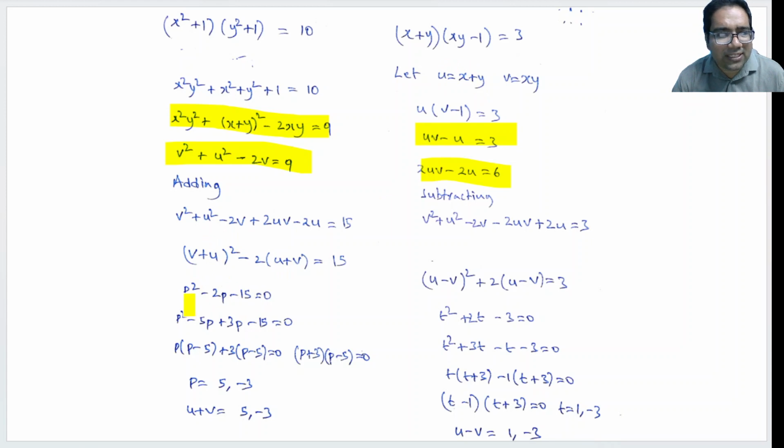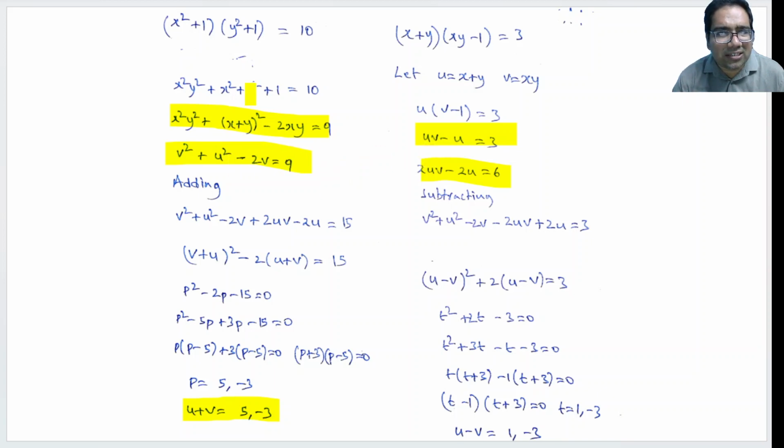So this we can factorize: p² − 5p + 3p, because −5 times 3 is −15 and −5 plus 3 is −2. So this becomes p(p − 5) + 3(p − 5), that is (p + 3)(p − 5) = 0. So p is 5 or −3. What is our p? p is v + u. So u + v is actually 5 or −3. This is from adding these two equations.